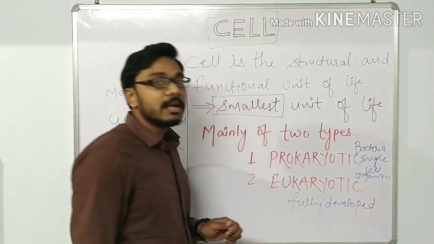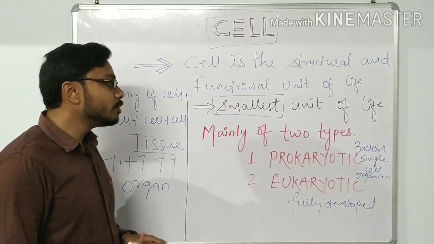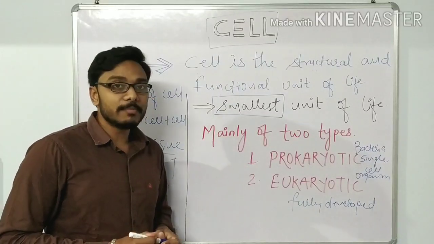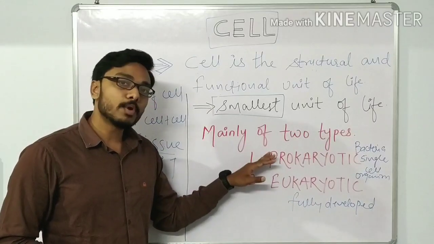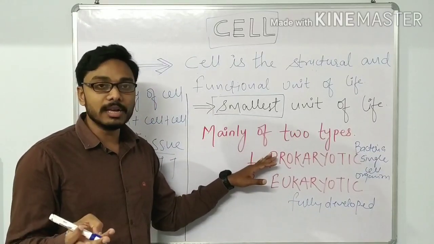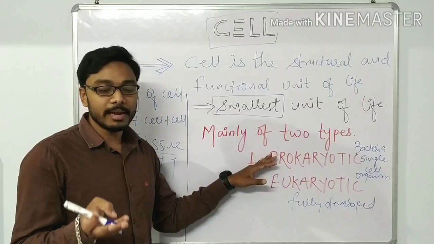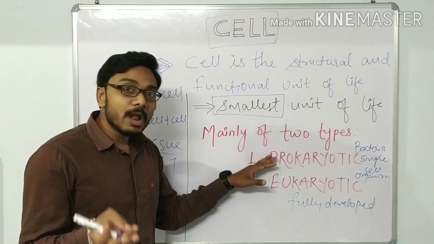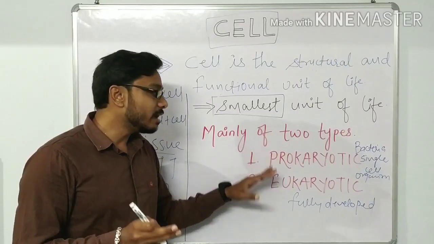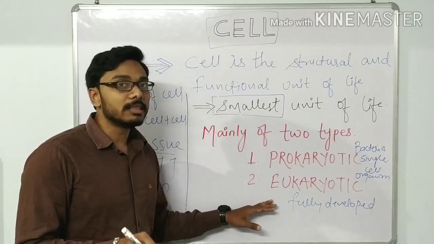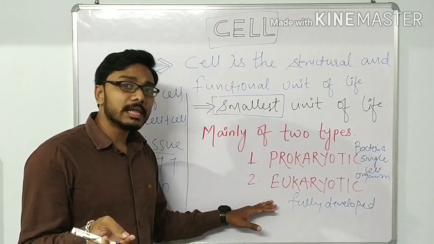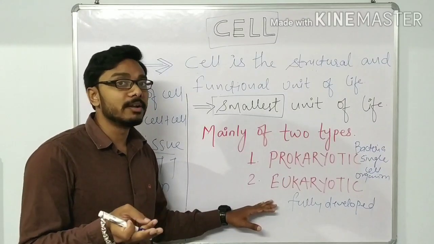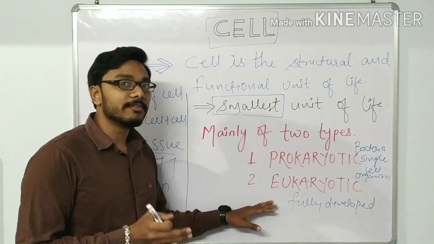They are the fully developed cells. Now what do you mean by partially developed or underdeveloped or fully developed? That means prokaryotic cells lack a nucleus or nuclear membrane and cell organelles. But eukaryotic cells have all the things: cell membrane, nuclear membrane, and all the organelles inside the cell for performing different functions. They all have those things.